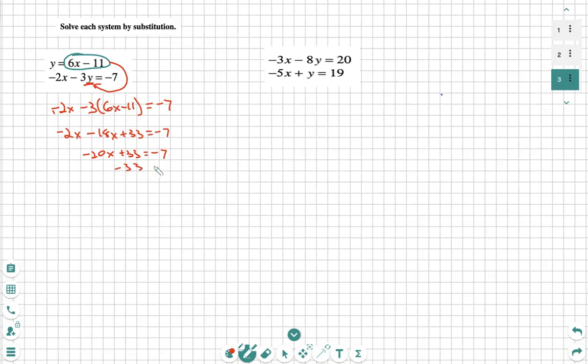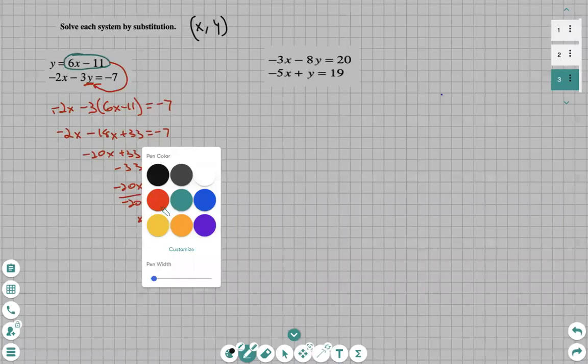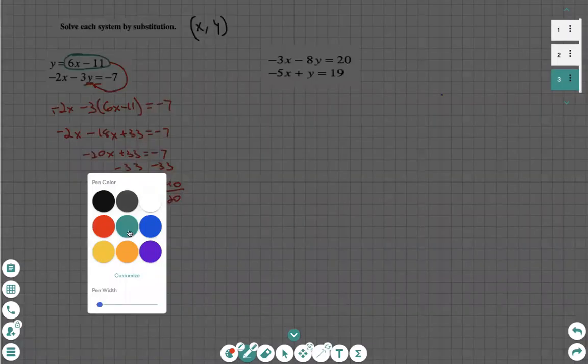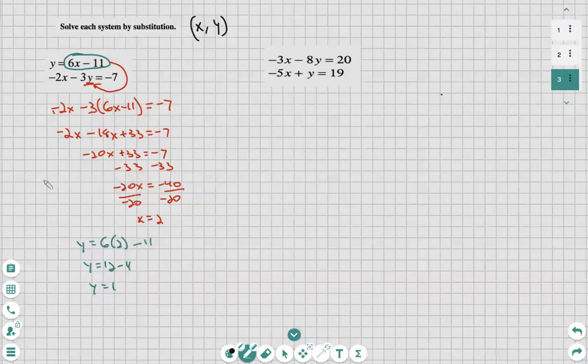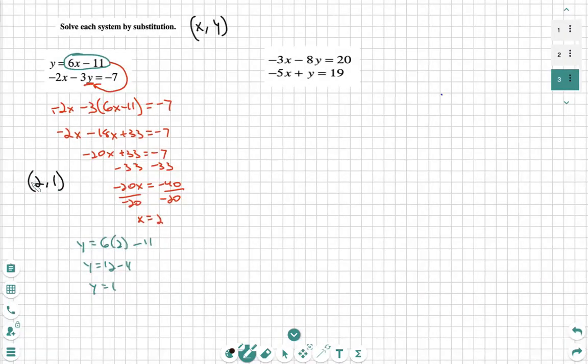We'll subtract 33 to the other side. Negative 20x equals negative 40. Divide by negative 20. X is equal to positive 2. Now, we're not done because the answer to these equations must be in XY form. So we have x, we must plug it back in for y. Y equals 6 times 2, replace it for x, minus 11. Y equals 12 minus 11, y equals 1. The answer to this system of equations is (2, 1).